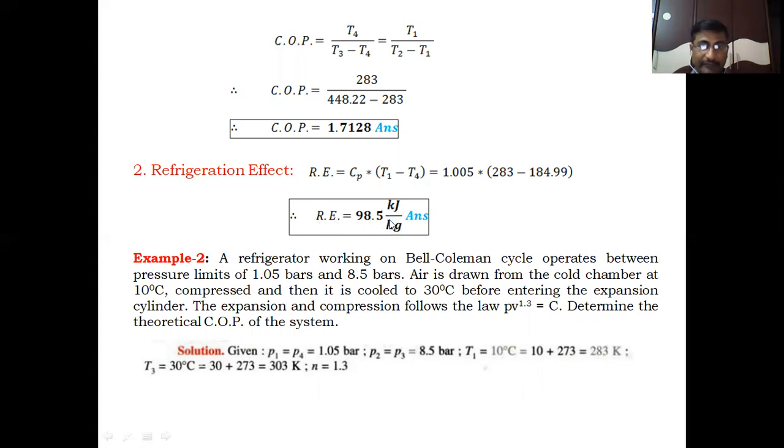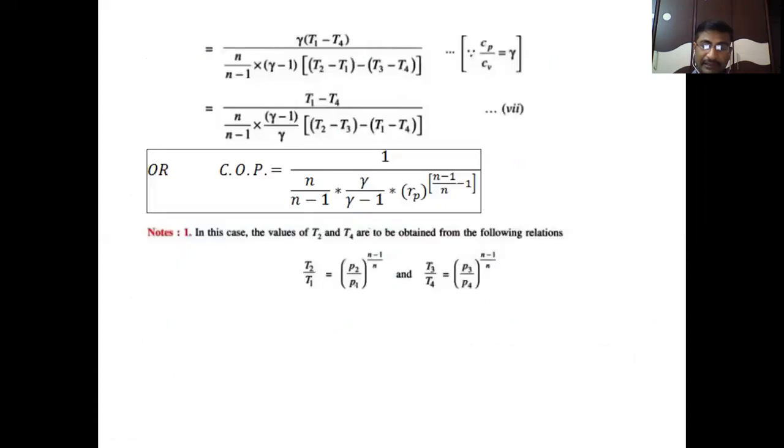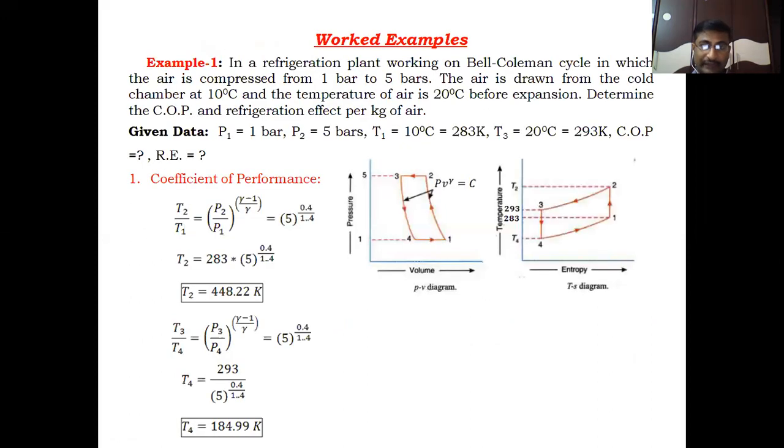This means for every kg of air supplied to the cycle, 98.5 kilojoules of heat can be extracted from the required space. This is the cooling effect per kg, also called refrigeration effect. Clear, students? This is the Bell-Coleman cycle, and one worked example.